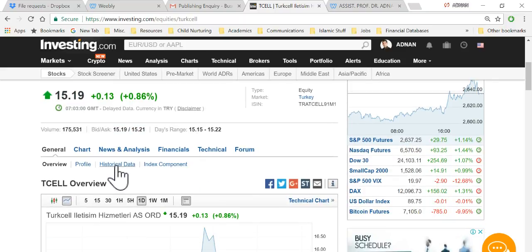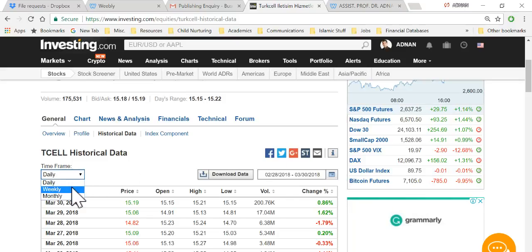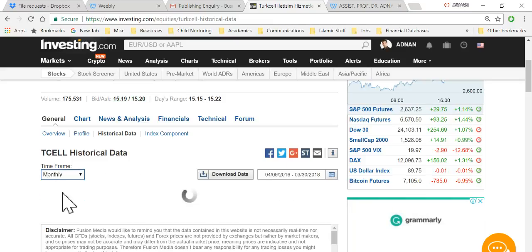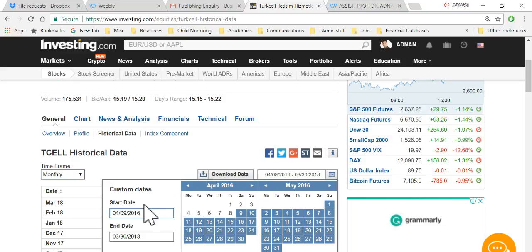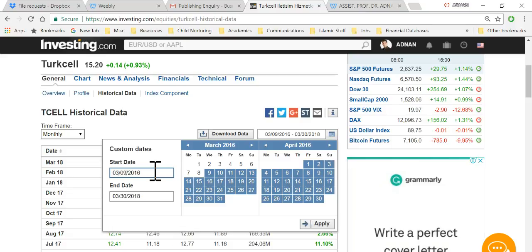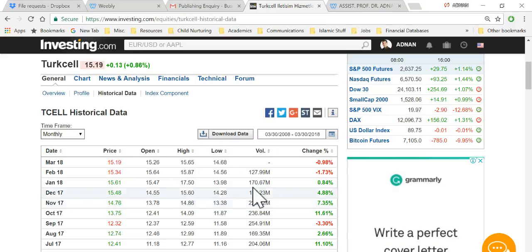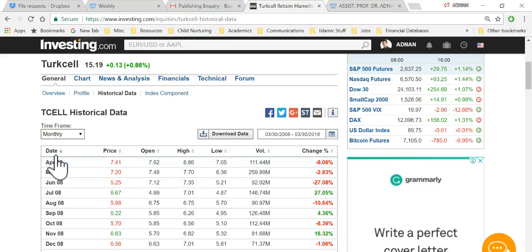And we will go to the historical data here. Again, we will do the same. We will select our time frame, monthly, and from here, the last 10 years of data. So I will press here, March 30, 2008. So let's apply. So from April 2008 to March 2018. So we're going to download this. Press this download button. Again, just open this.